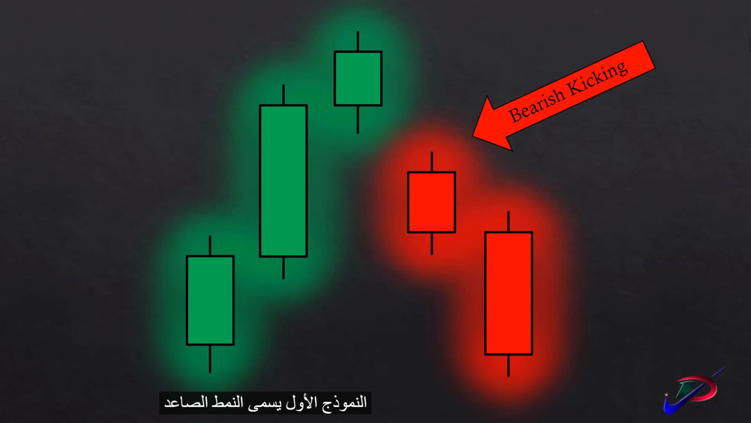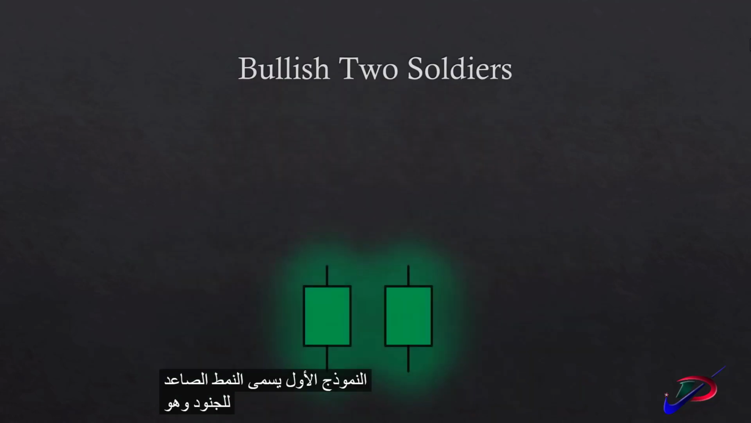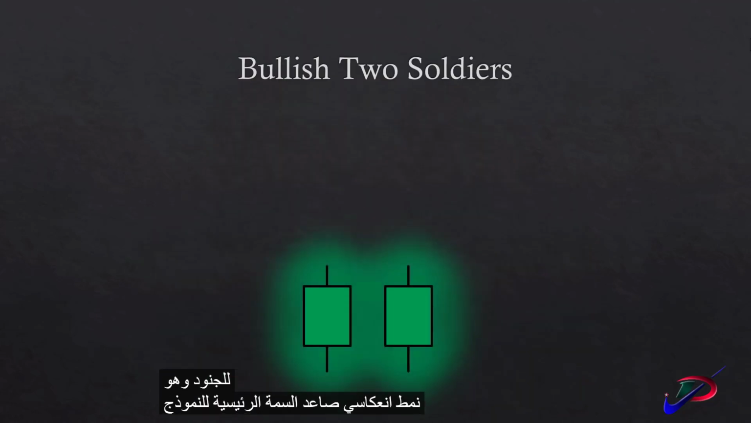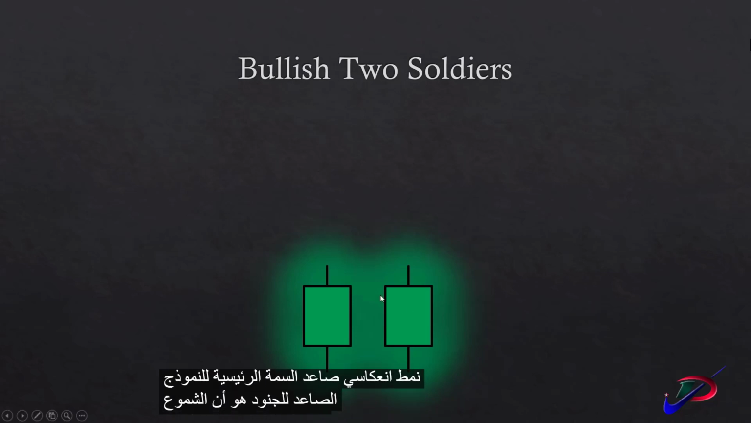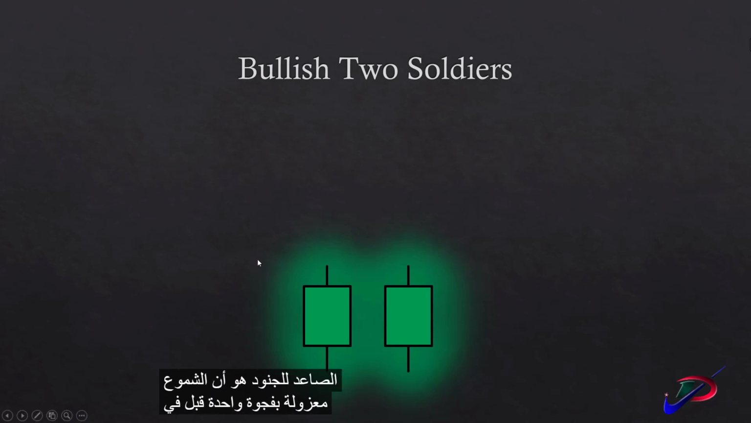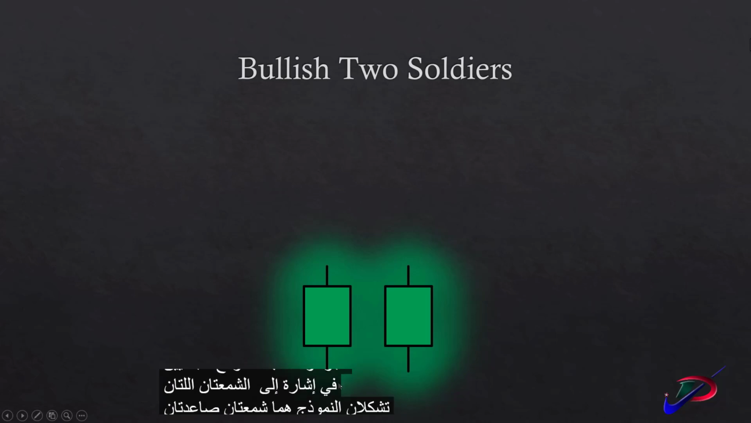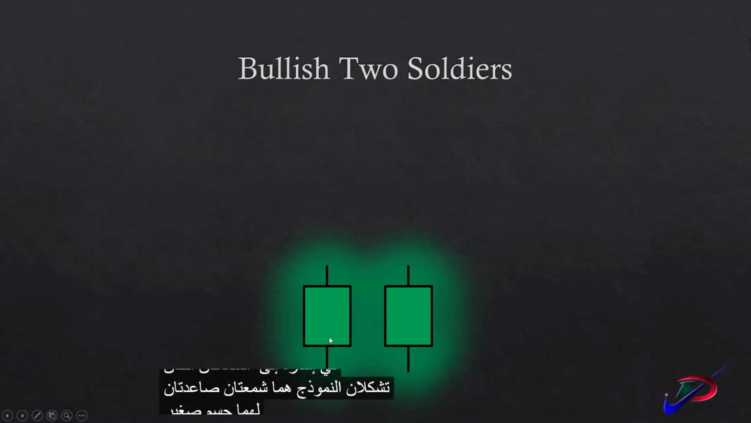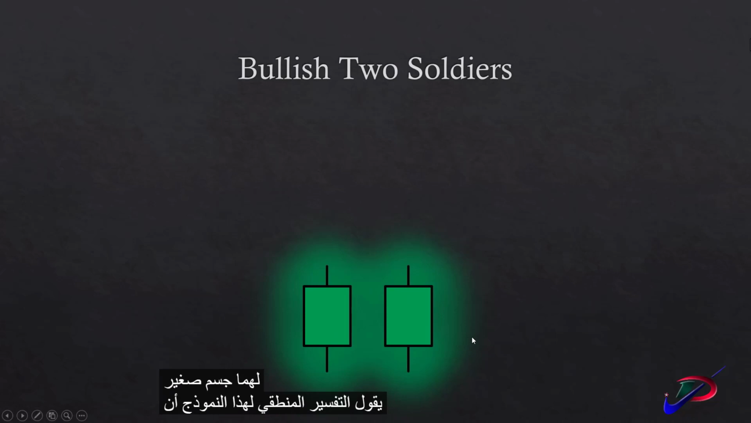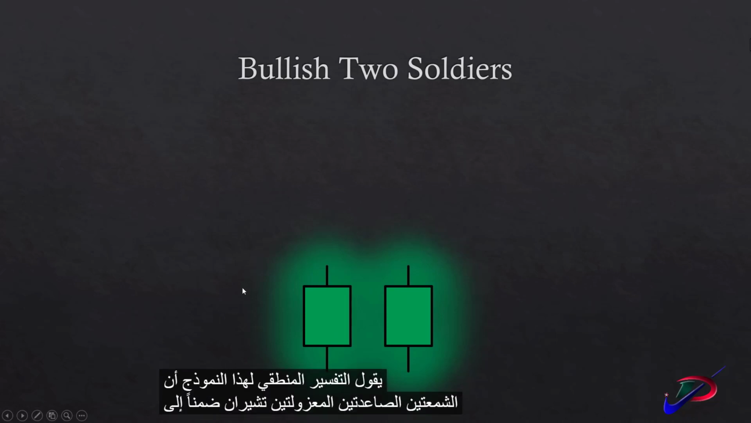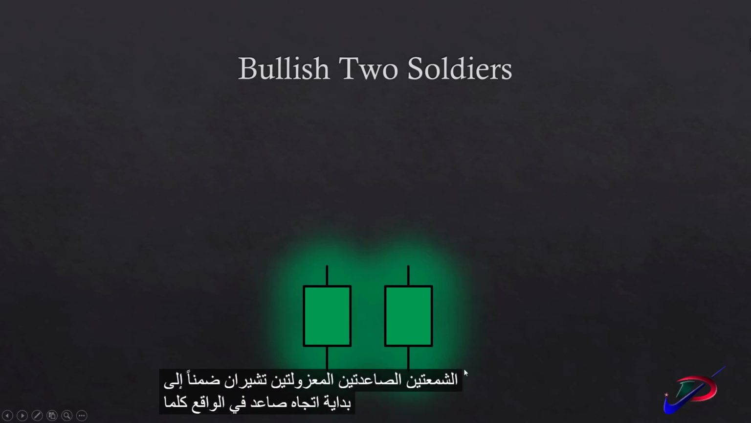The first pattern is called bullish two soldiers, which is a bullish reversal pattern. The main characteristic of the bullish two soldiers is that the candles are isolated by one gap before and one gap after the pattern. The two soldiers in reference to the two candles that form the pattern are two bullish candles that have a small body. The logical interpretation of this pattern is that the two isolated bullish candles imply the beginning of an uptrend.